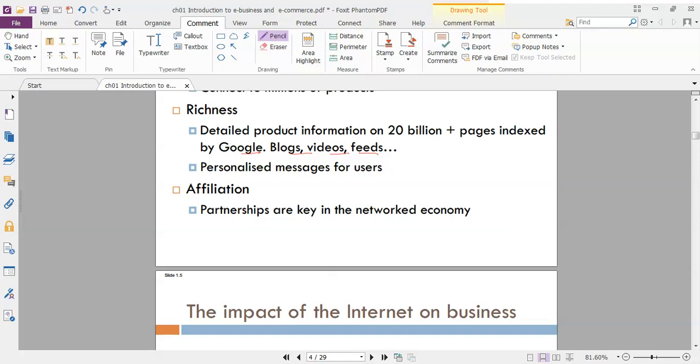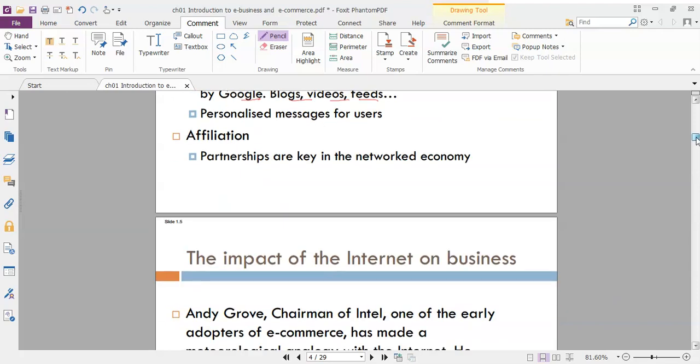And then there are personalized messages for users. For example, in an application like Shopee, if you log in with your email or your handphone number, Shopee and Lazada will get your personal information. And then next is affiliation. Partnerships are key in the network economy.